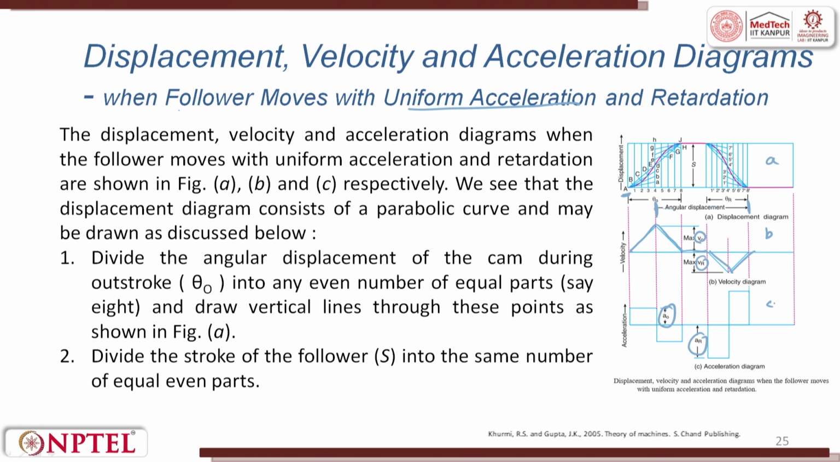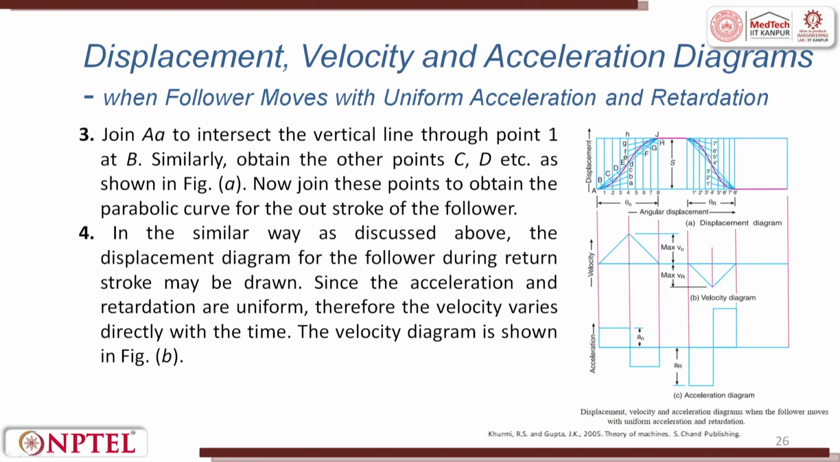We see that the displacement diagram consists of a parabolic curve which may be drawn as follows. Divide the angular displacement of the cam during the outward stroke into any equal number of parts and draw vertical lines through these points as shown in figure A. So, you draw A, B, C, D here. Divide the stroke of the follower S into the same number of equal parts. Then join AA to intersect the vertical line.